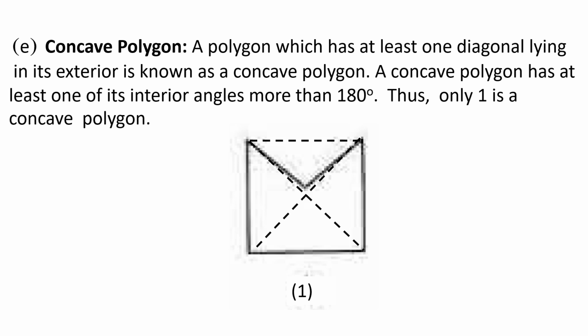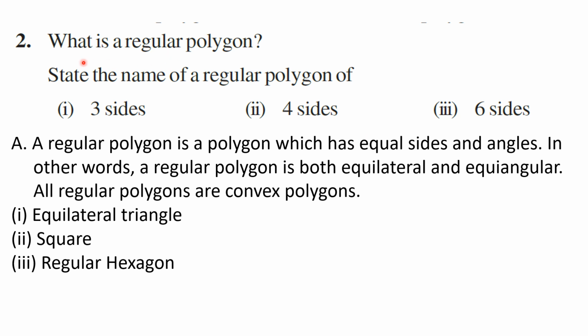Next question. Question number 2. What is a regular polygon? We have talked about a polygon. We'll talk about a regular polygon. And three more parts are there in this. Part 1 is, state the name of a regular polygon of 3 sides, 4 sides and 6 sides. So first we will define what is a regular polygon.